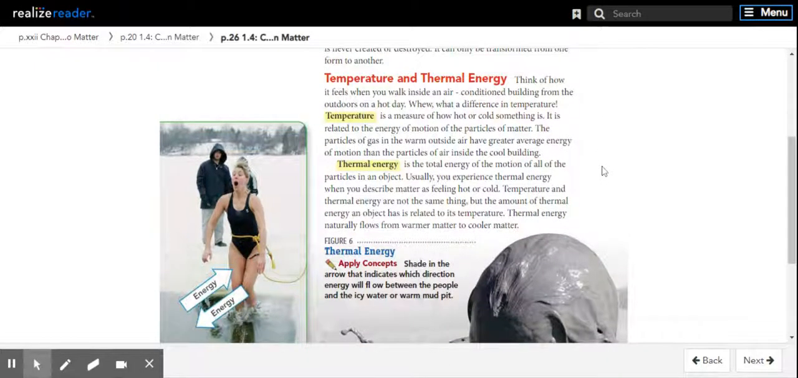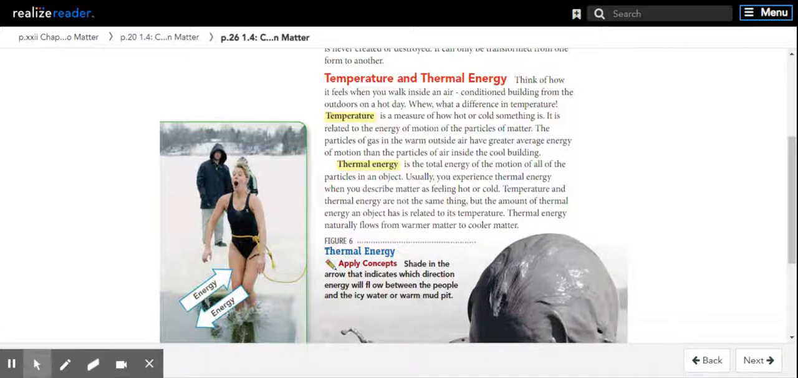Temperature and thermal energy. Think of how it feels when you walk inside an air-conditioned building from the outdoors on a hot day. Phew, what a difference in temperature. Temperature is a measure of how hot or cold something is. It's related to the energy of motion of the particles of matter. The particles of gas in the warm outside air have greater average energy of motion than the particles of air inside the cool building.